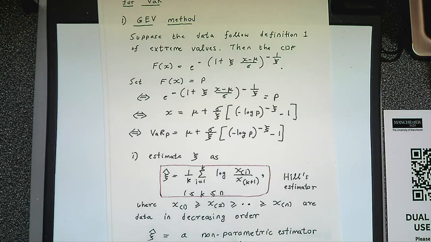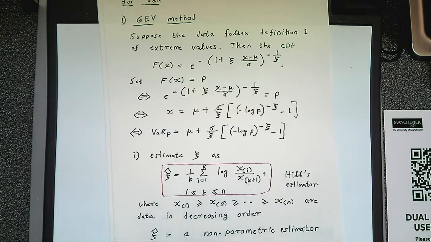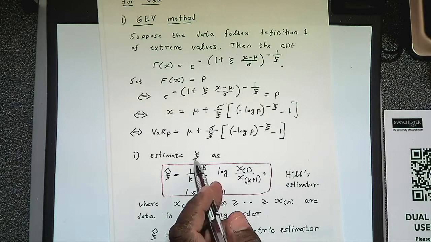This estimator is a non-parametric estimator because it doesn't assume anything about the distribution of the data. It is based only on the data. It doesn't say that the data follow a certain distribution or not. So this is non-parametric. Actually, if you look at Hill's paper, 1975, it says that this estimator is non-parametric. So that's for this parameter psi.